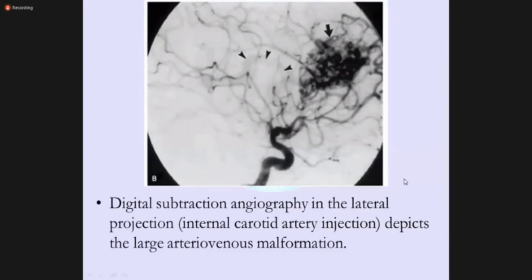This is the DSA, digital subtraction angiography, in the lateral projection. Internal carotid injection was given through the internal carotid artery and depicts a large arteriovenous malformation. Look, there is early filling of the vein. When the arteries were filling, there was early filling of the veins.